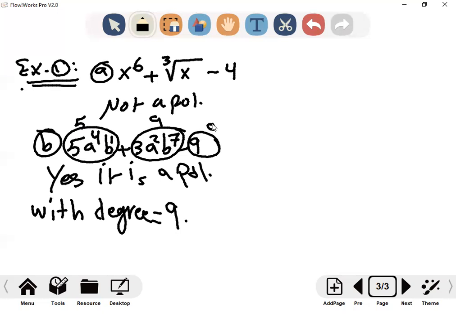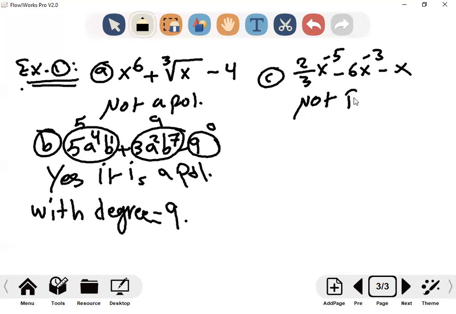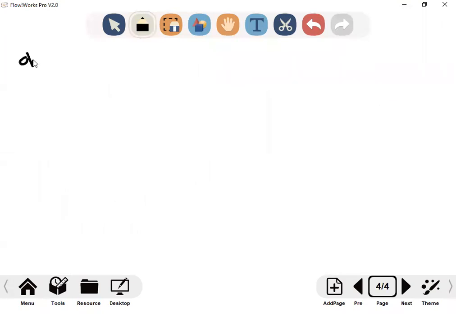Question A, B, question C. We have 2 over 3x to the power negative 5 minus 6x to the power negative 3 minus x. This is not a polynomial. Yes, we have negative exponents. Yes. Done? Let's do the check after this example.